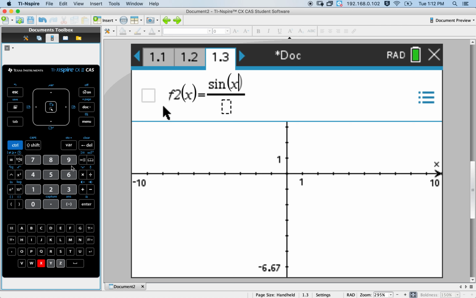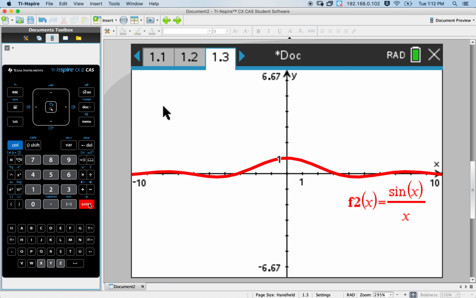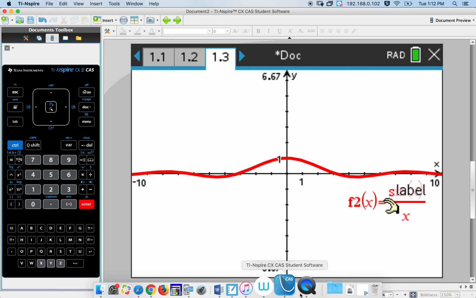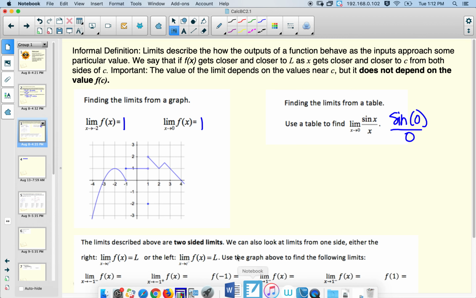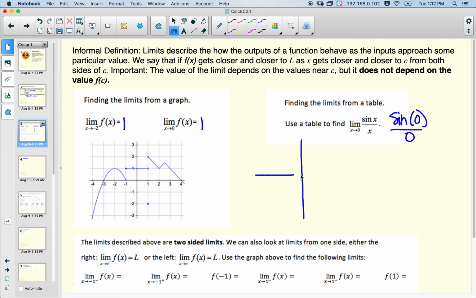Sine x divided by x. So it looks like f of 0 is equal to 1, but we know that that's not true. So if we go to sketch this graph, I'm going to go back to the notes, and we were to draw this. It looks kind of like this, but in reality, there's a hole there.